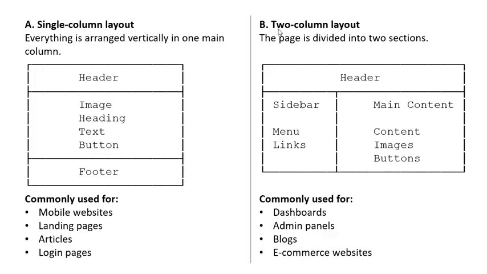And second is the two column layout. The page is divided into two sections. After the header, on the left side is a sidebar with menus and links, and the other is the main content with images and a button. It is commonly used for dashboards, admin panels, blogs, and e-commerce websites, and Gmail is the same type of layout.